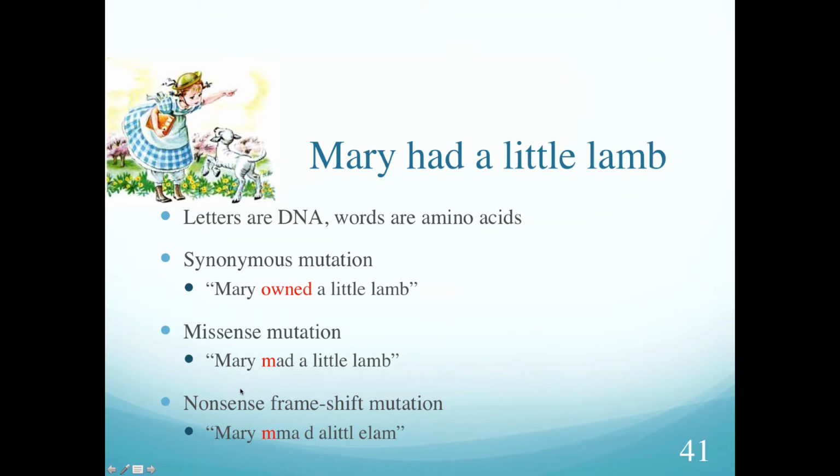And then a frameshift mutation would be like saying "Mary," and then you add an M in here, and then all the other letters have to fit into the same word reading frame. So you add a "MMA," and then a "D," and then a "lit," and an "ilam." So you're basically making complete nonsense out of your amino acid chain by using an insertion or a deletion.